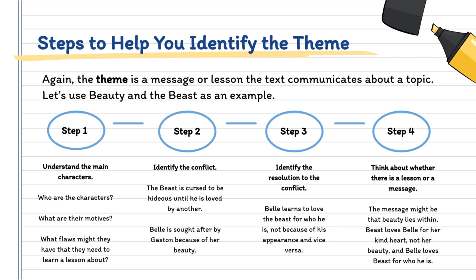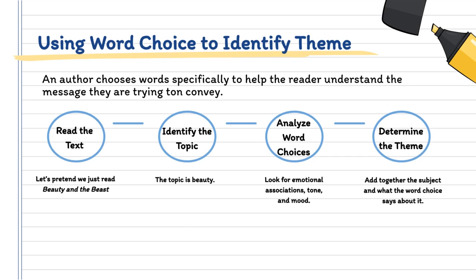And then step four, you have to think about whether there is a lesson or a message. So the message might be that beauty lies within. Beast loves Belle for her kind heart, not for her beauty. And so Belle loves the Beast for who he is, obviously not for how he looks.